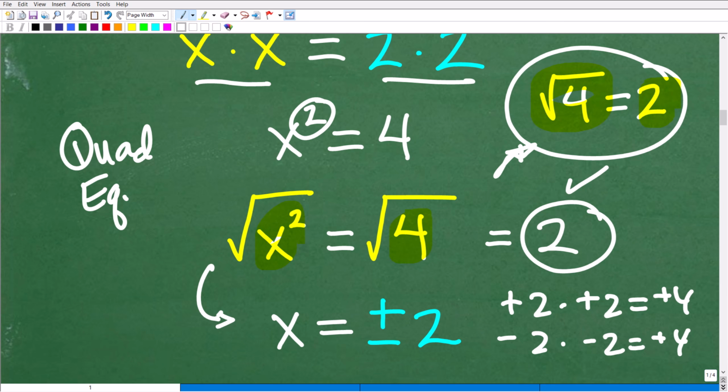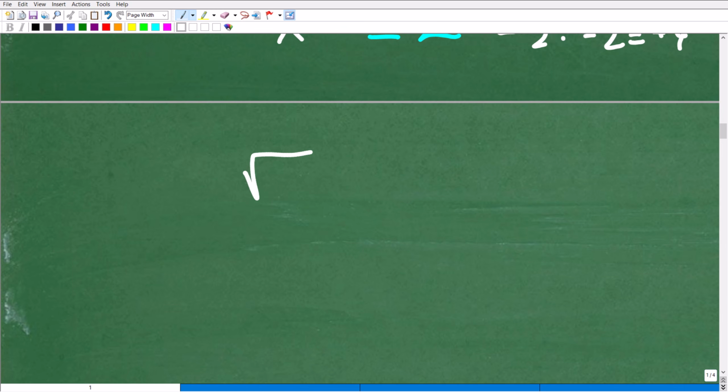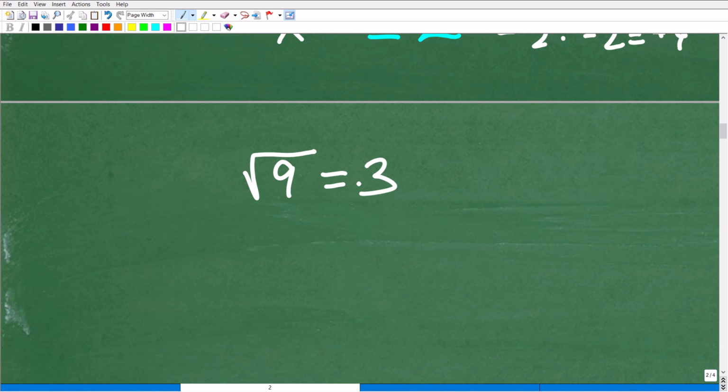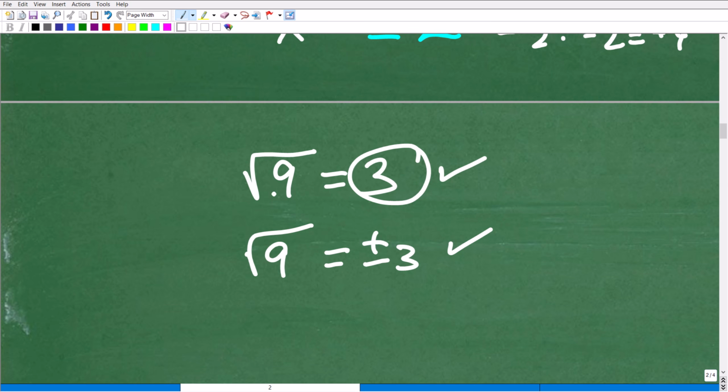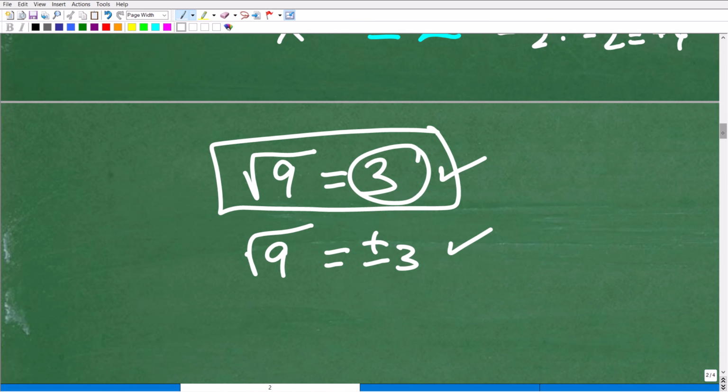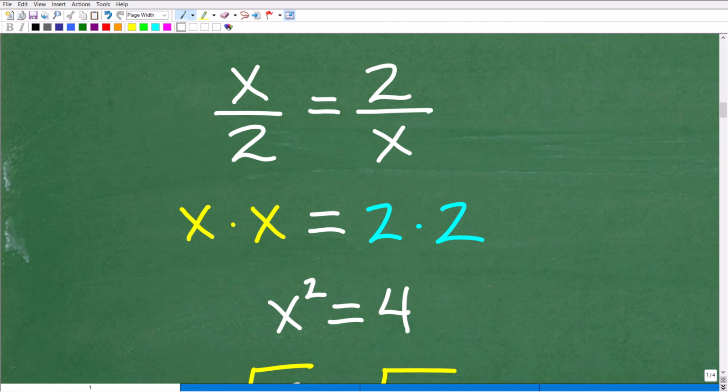But just as a little side note, if you were given the problem, hey, what is the answer to the square root of 9, and you said 3, that would be perfectly fine. Now, some teachers, if you said positive negative 3, would still give you full credit. But again, what we're looking for in these types of problems is typically what we call the principal square root. So again, positive and negative 2 are the solutions.